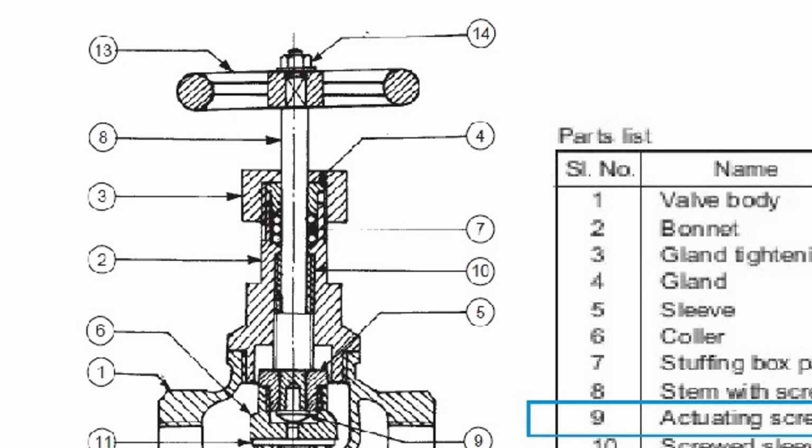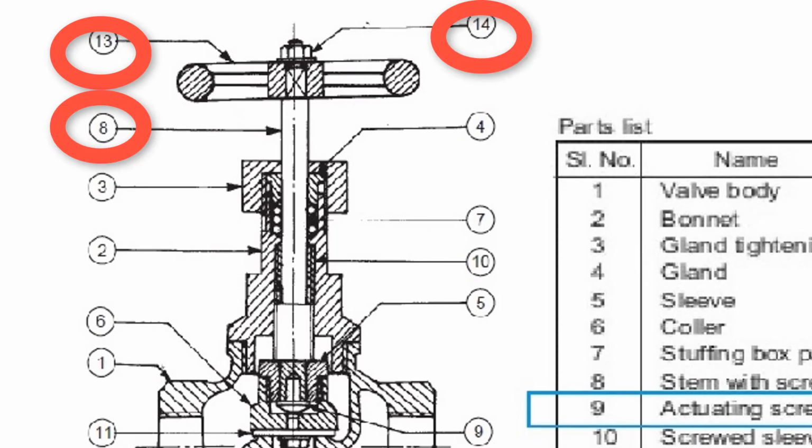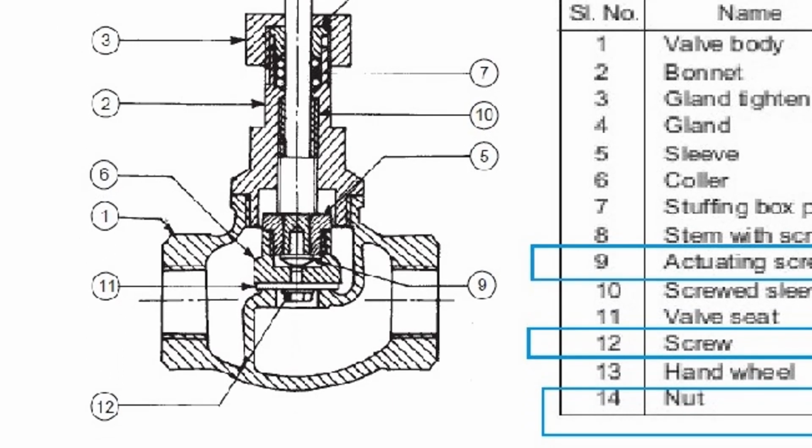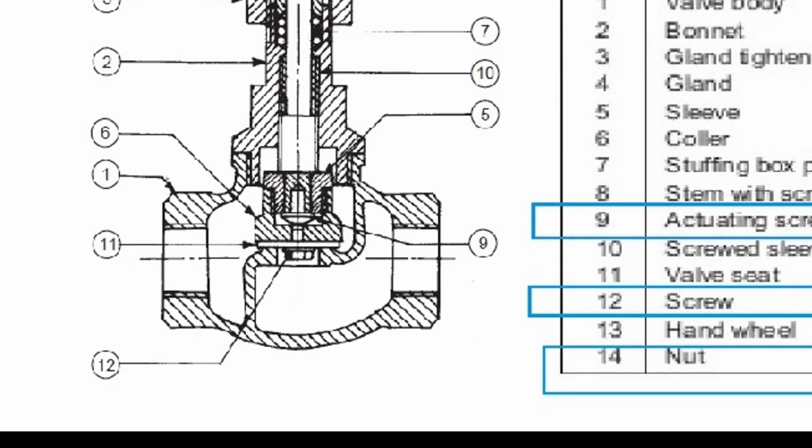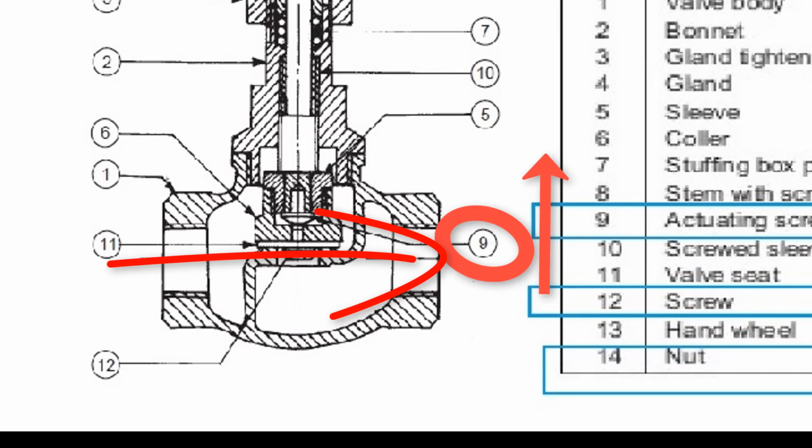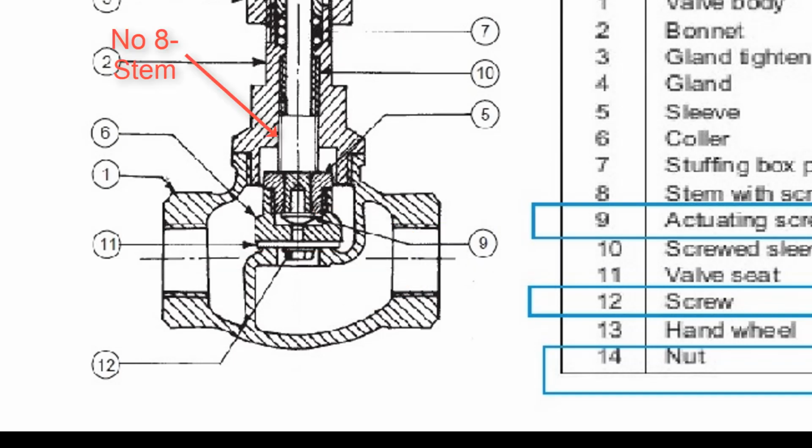Hand wheel 13 is mounted on the stem using the nut 14. During the operation of the hand wheel, the screw number 9 lifts the valve, opens the fluid passage, or screws down the valve to stop the flow from one side to another. The stem number 8 is called the actuating screw.